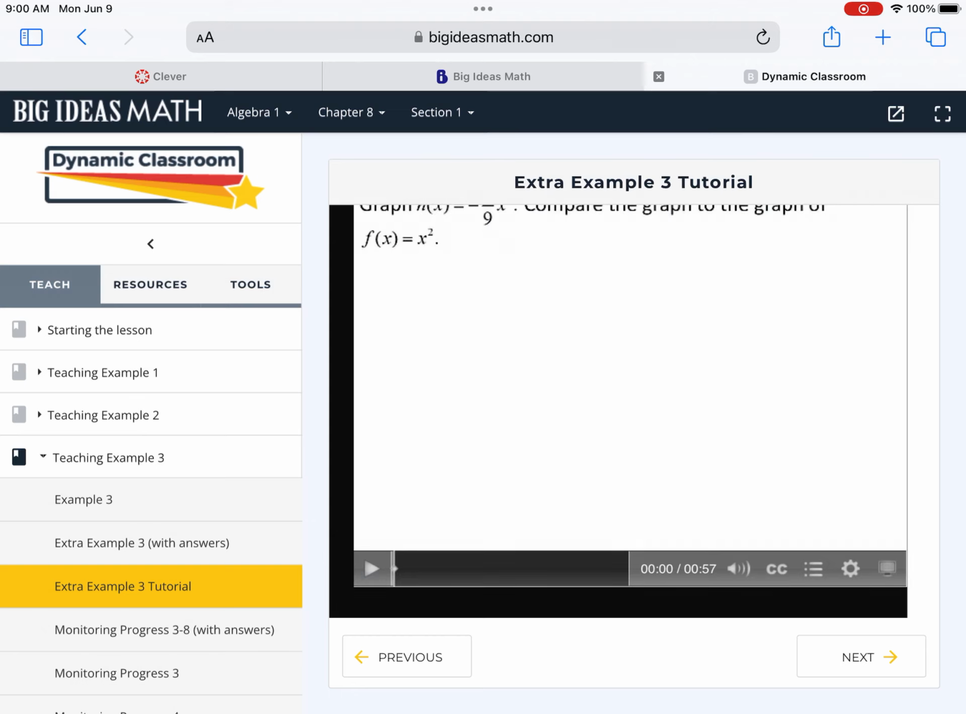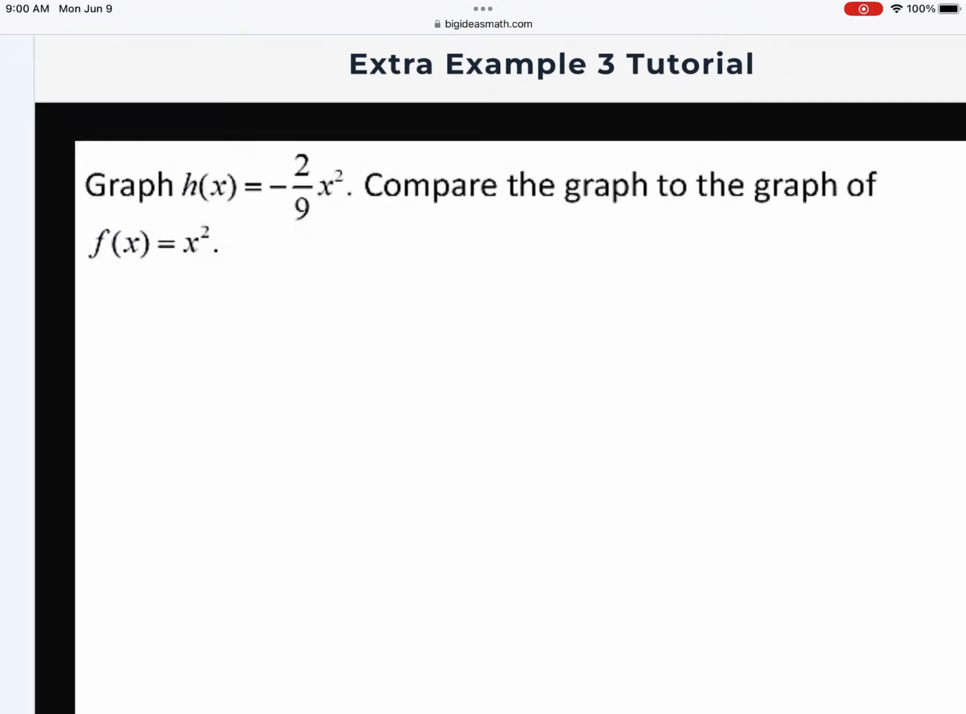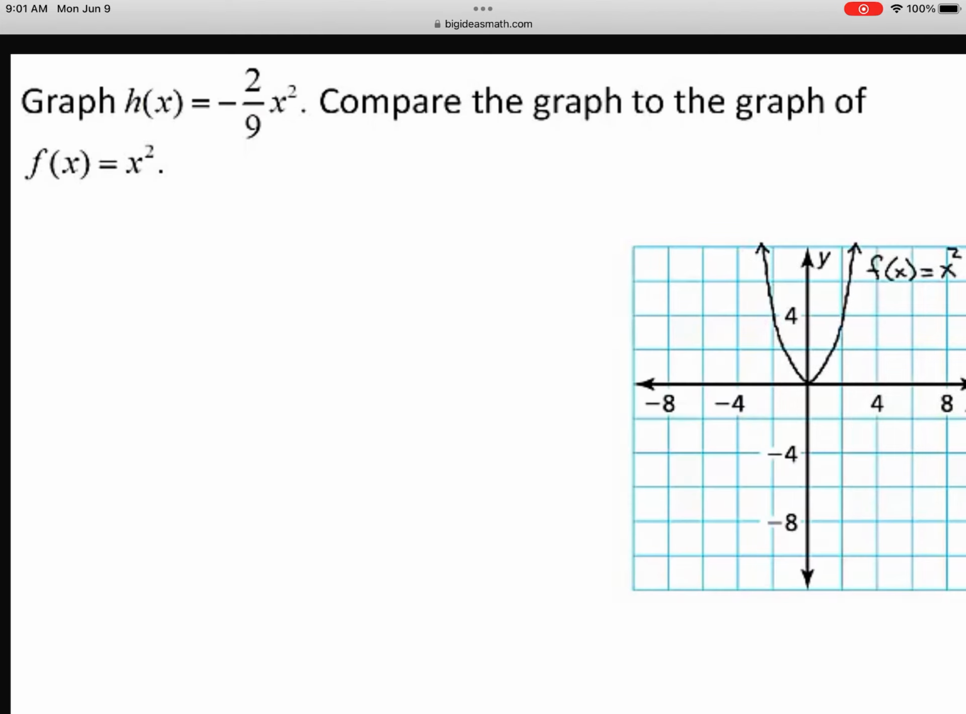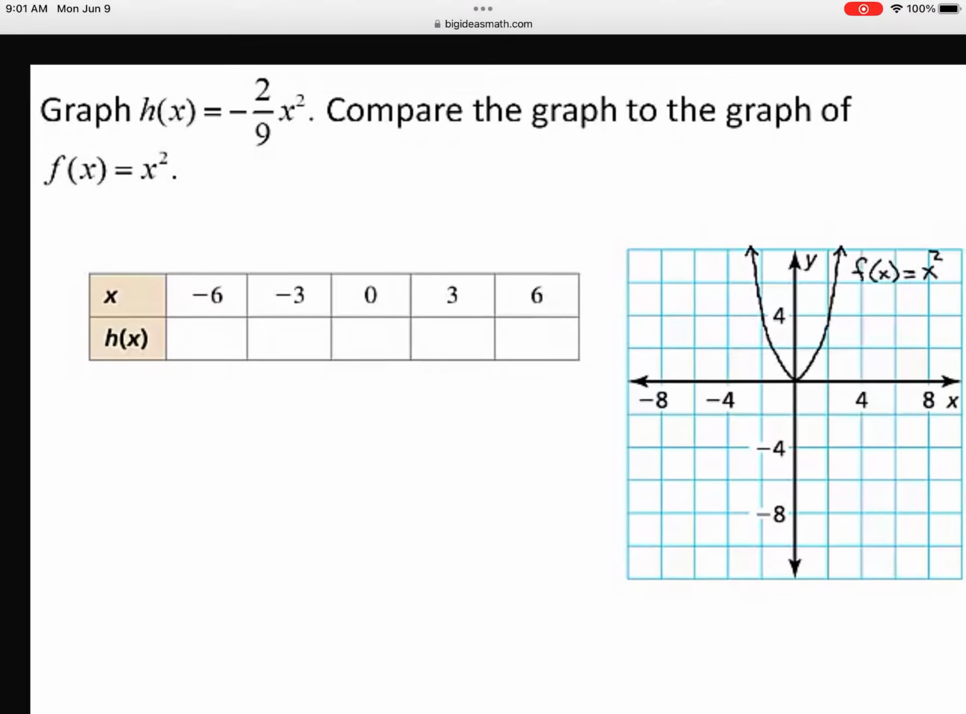Graph h of x equals -2/9 x squared. Compare the graph to the graph of f of x equals x squared. Begin with the graph of f of x equals x squared. Next, make a table of values.